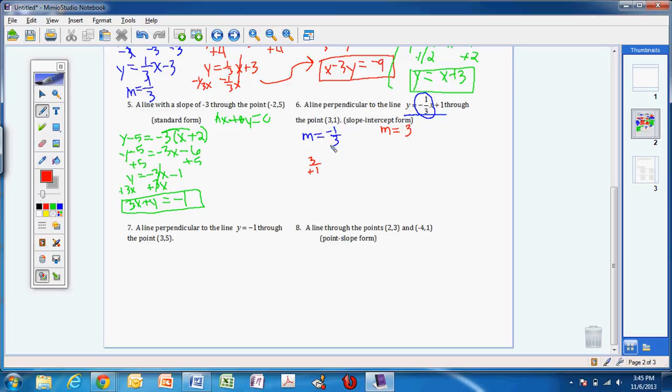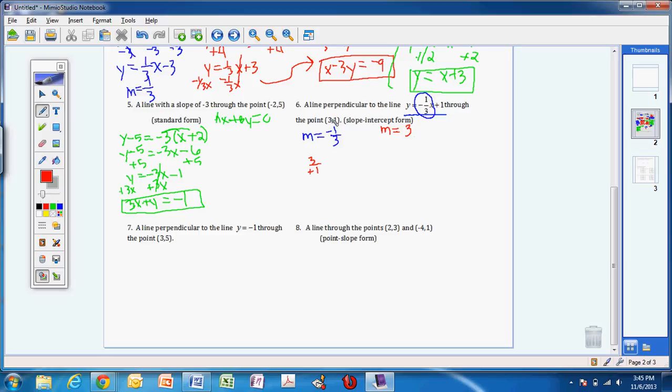Because look at these. The slopes of both of these lines, the opposite reciprocal of -1/3 is 3. So if I have two lines that have -1/3 as one and 3 as the slope of the other line, I know that they're going to be perpendicular.